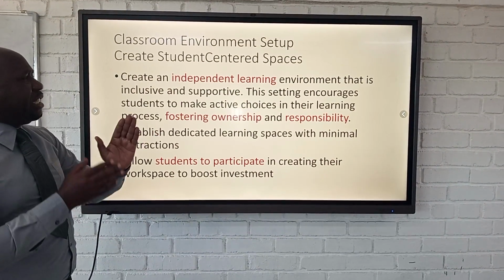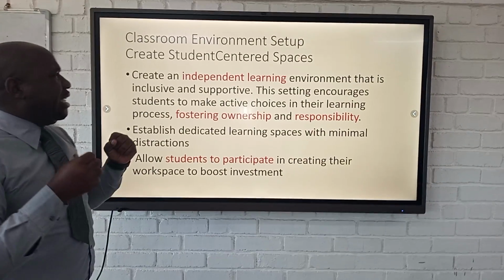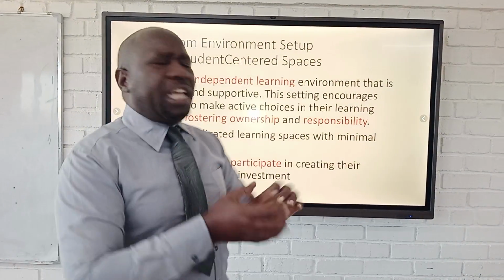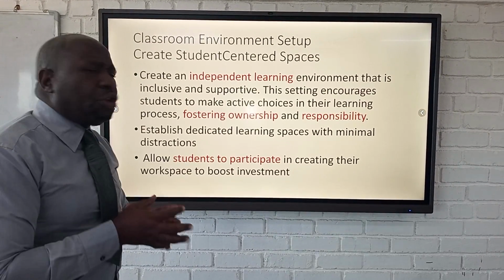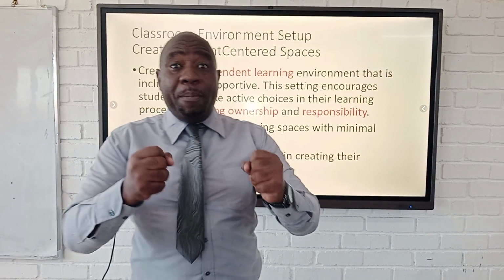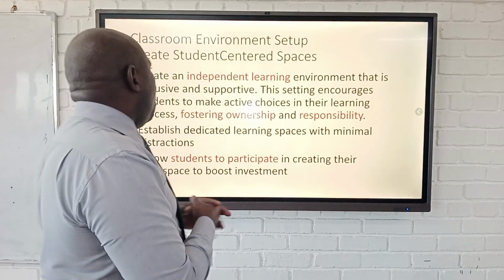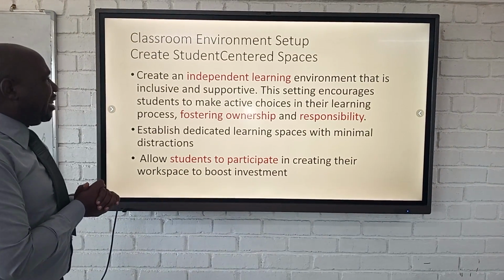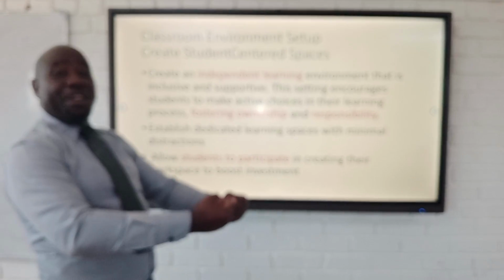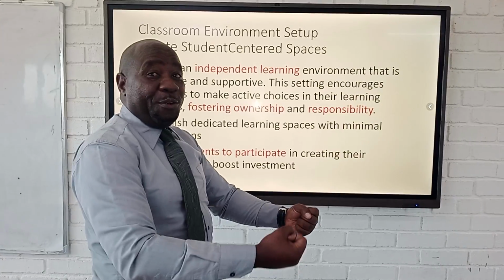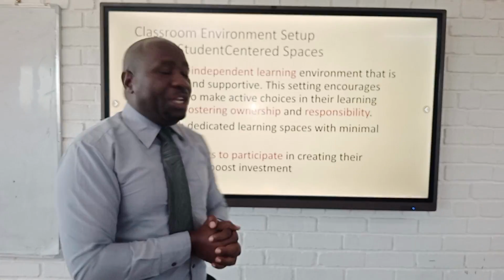So a teacher should create this environment which is independent, inclusive, and supportive, an environment that encourages students to make active choices in their learning. Learning whereby students will say, I'm going to take this choice, I'm going to be accountable for what takes place in the class. So it's a learning which fosters ownership. I'm honoring what's taking place in the classroom. I'm responsible for what is taking place in the classroom. I'm also going to be responsible for the results that I'm going to achieve.